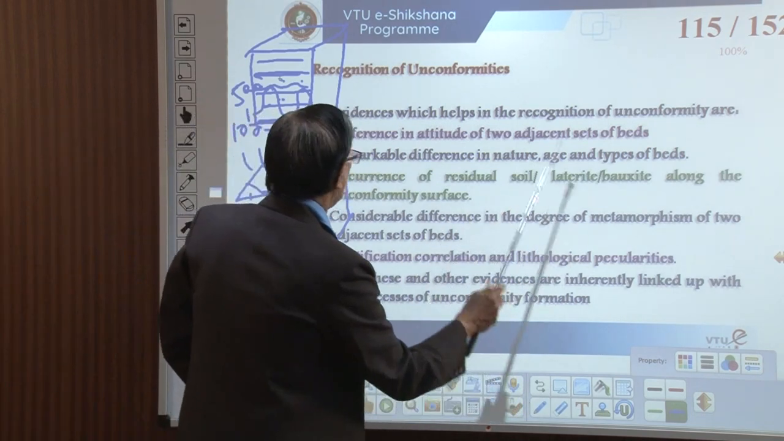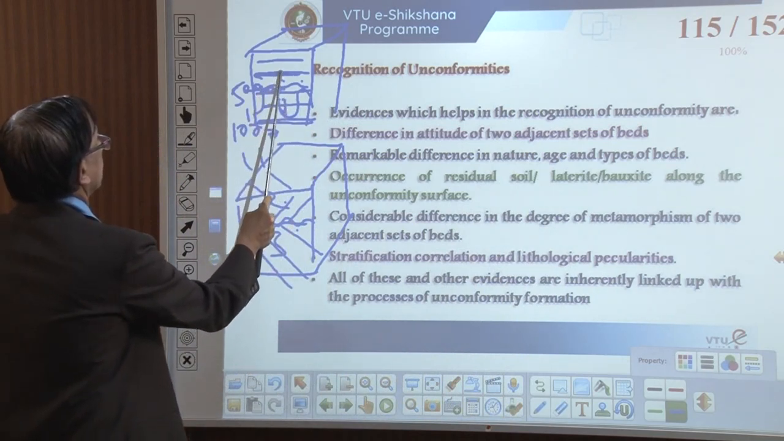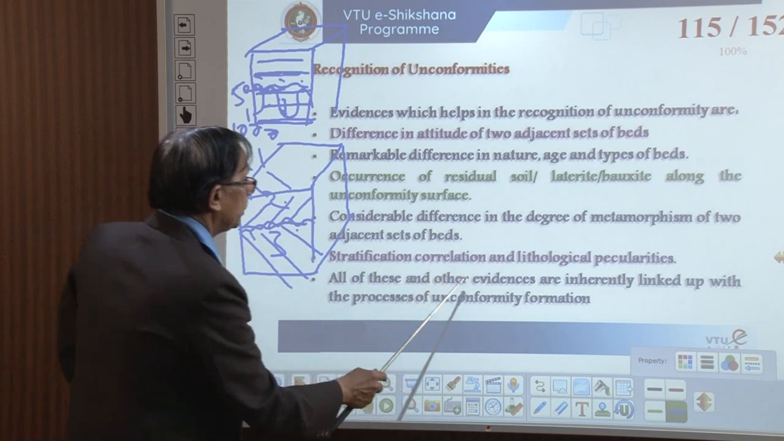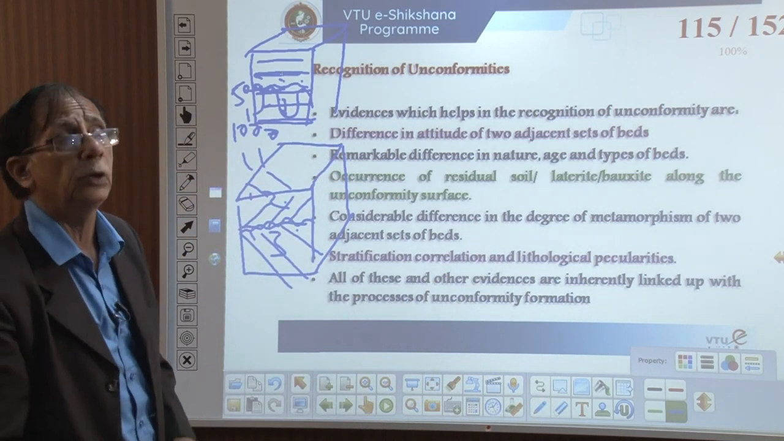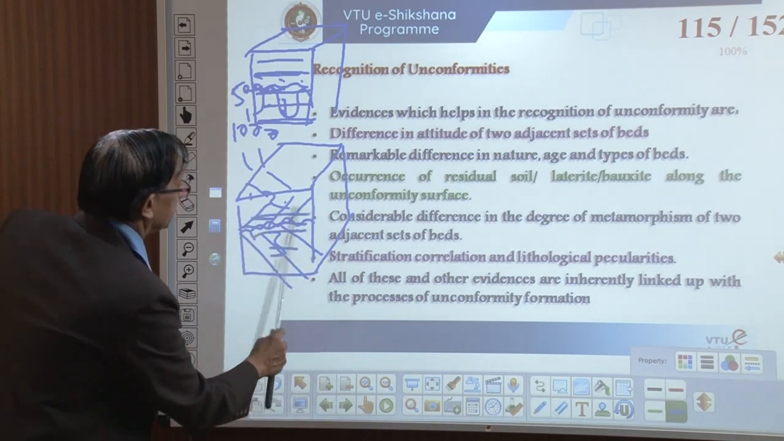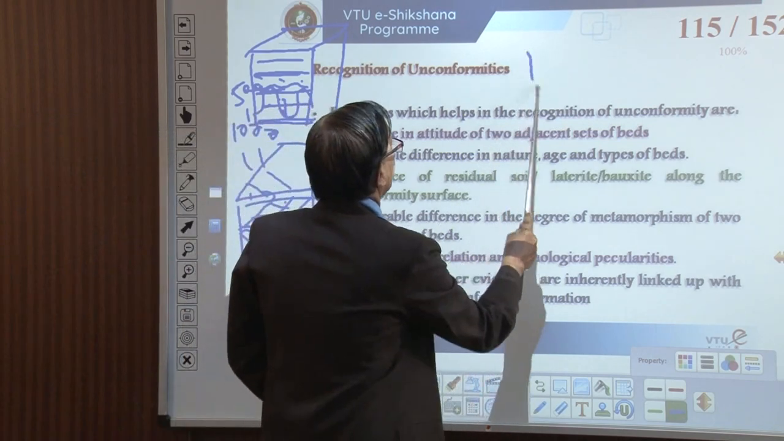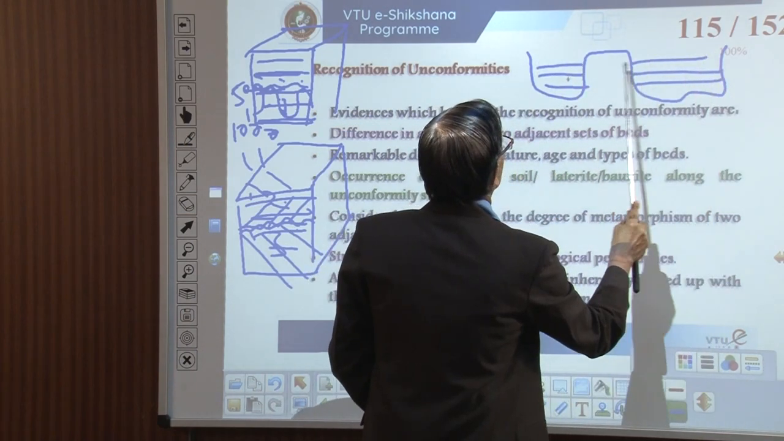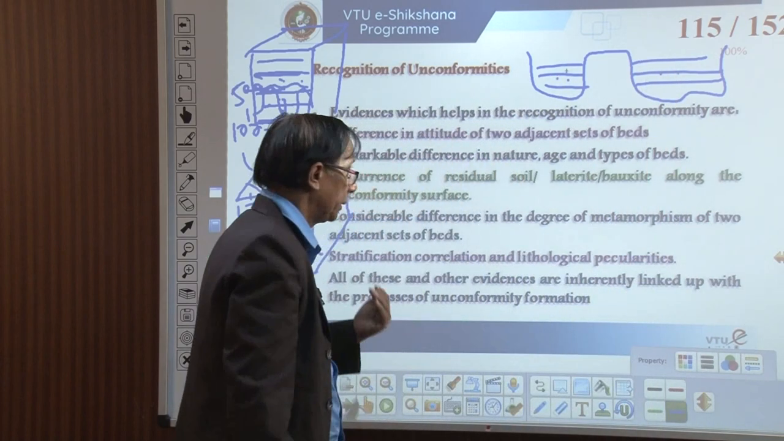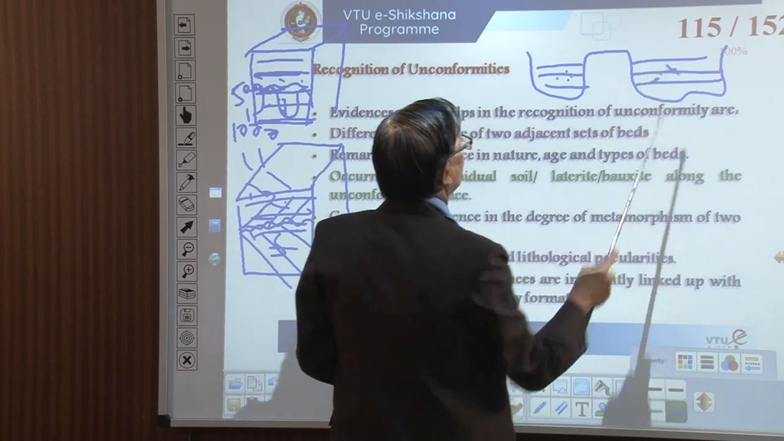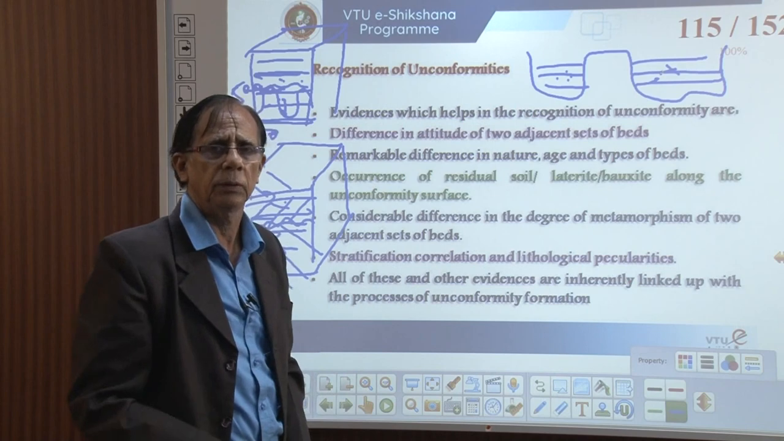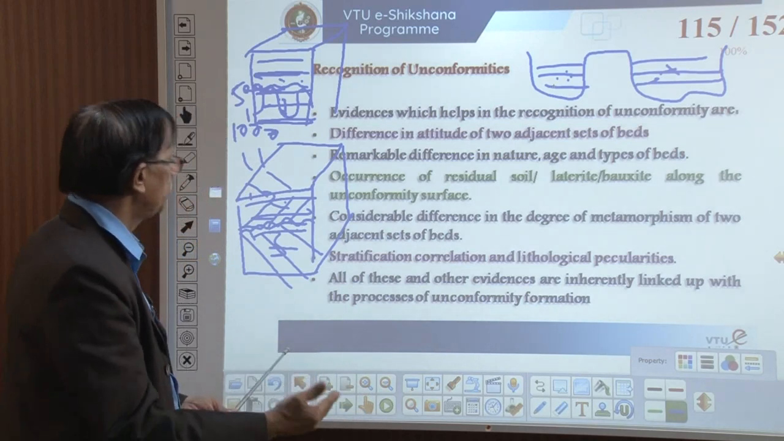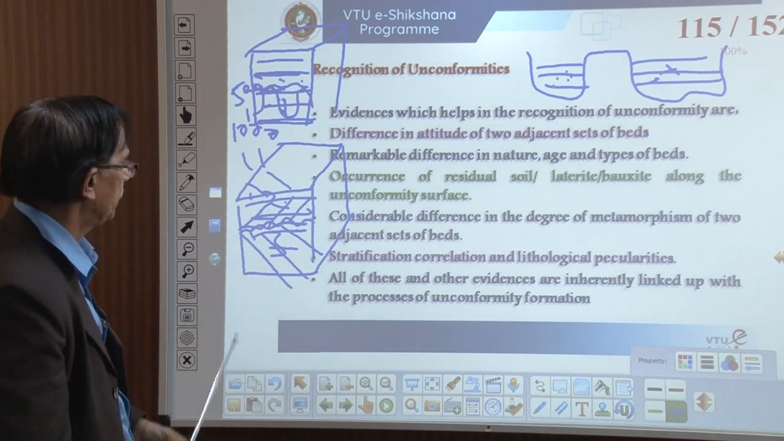Considerable difference in the degree of metamorphism. If rocks below are highly metamorphosed and the rocks above are not metamorphosed or not compacted, then also there is a possibility of unconformity. Stratification, correlation and lithological peculiarities, that is layering, stratification. If there is a layer here and a layer there, there is a correlation exactly here, exactly here. But often it may not be similar. What is the message? In the same area, in a different part of a sedimentary basin, if we have different nature, then possibly it could be an unconformity.